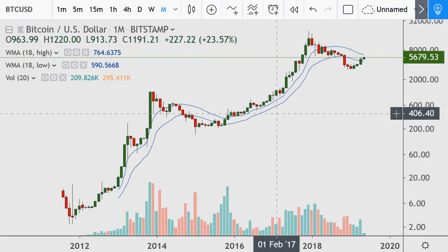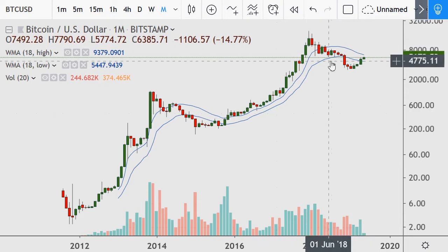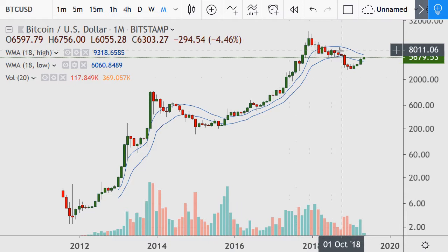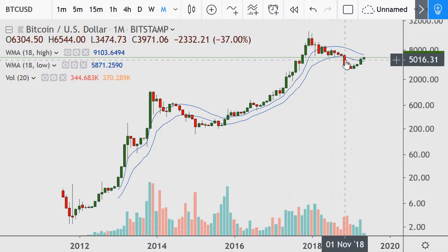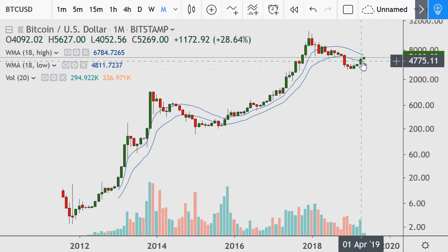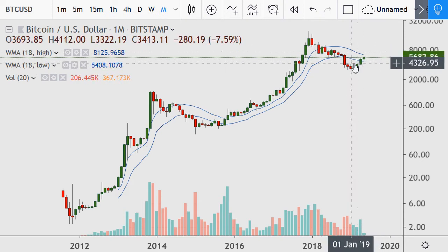Starting off with Bitcoin on the monthly time frame. Status of the market, we're looking at the 18 average band. It was rising in here and went flat. Price action went below at stage 2 for possible reversal of trend. Back to the band, that's stage 3 for the reversal of trend.